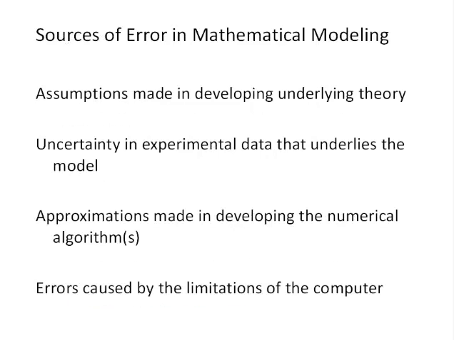Before we get into that, let's talk a little bit about sources of error in mathematical modeling. We can have several sources of error in mathematical modeling. One is the assumptions that we make in developing the underlying theory of our mathematical models. Another is uncertainty in the experimental data that underlies the model, perhaps data used to determine model parameters. A third source of error is approximations that are made in developing the numerical algorithms themselves. We'll look at this a lot in Engineering 240 for each method we look at.